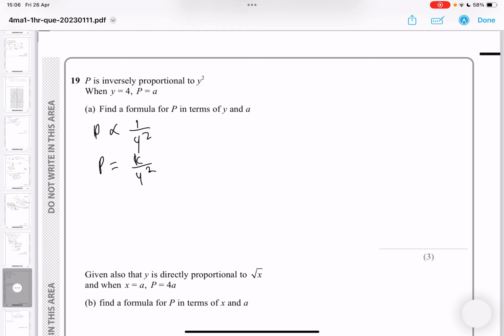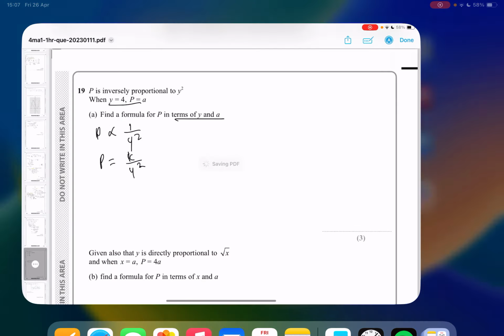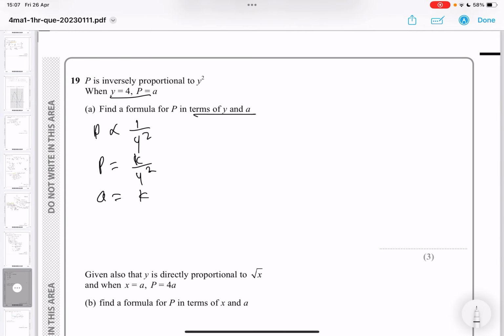Now we want to get rid of k because they're asking for a formula in terms of y and a only. So you can substitute these values that they've given us. So p equals a and y is 4, so y squared is 16. k equals 16 over a. So if we substitute that back into this equation, p equals 16a over y squared. Okay, so that's going to be the answer.